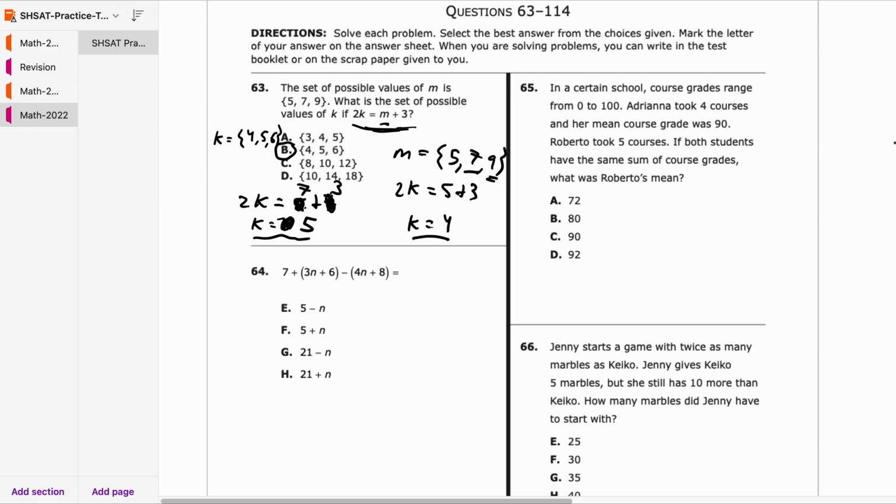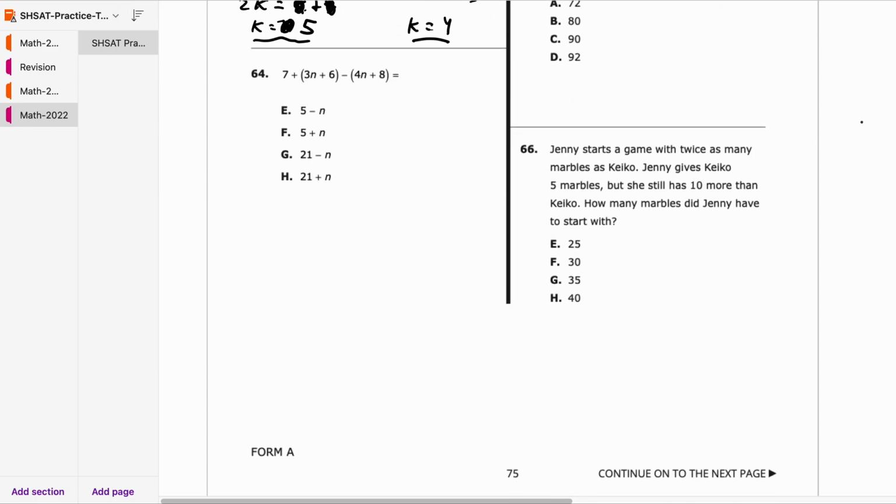So let's look at problem number 64 next. So we have this algebraic expression, and notably we have some things in parentheses. So the first thing that I'm going to do here is, if we look at the order of operations, plus and minus have equal precedence. So we're going to evaluate this plus first, because we go left to right, and this comes first.